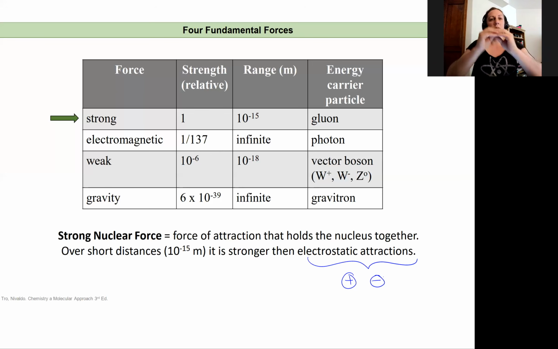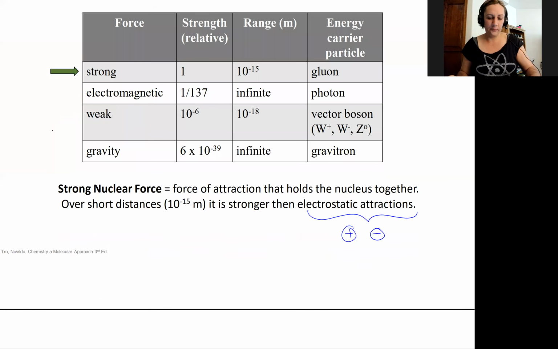And within the nucleus, we don't have positive and negative charges. There's no electrostatic attraction. And so the attraction that's holding it together is the strong force. And it's very, very strong over a short distance. And in that short distance where everything is in the nucleus, it's powerful and it holds it together.